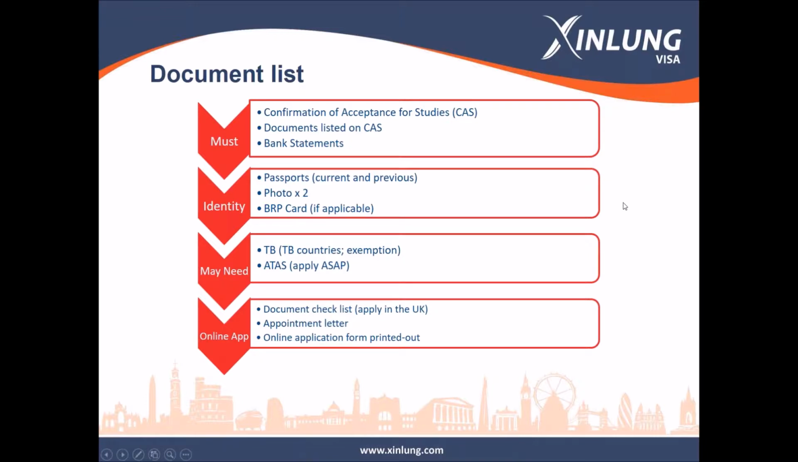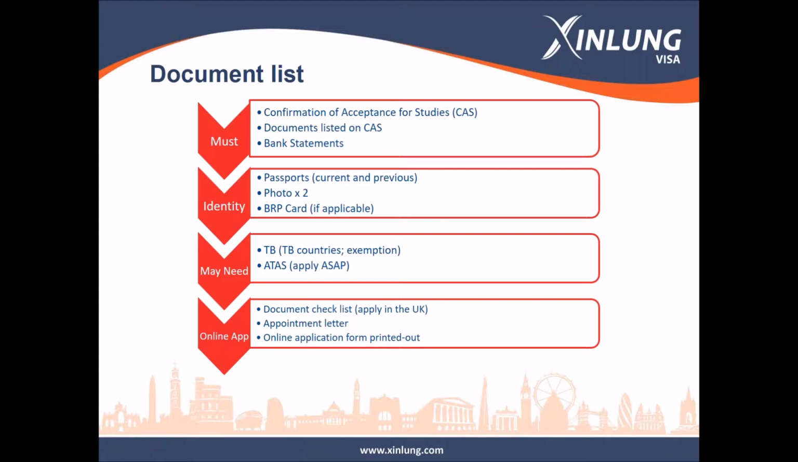The third tier is not really optional. It depends on who you are and where you're applying from. For example, the TB, tuberculosis test. The Home Office has a list of countries. If you are applying from these countries, you must have your TB checked by approved clinics or hospitals. But we will come to that later during our presentation. And the ATAS depends on what subject you study, so we'll talk about ATAS later during the presentation.